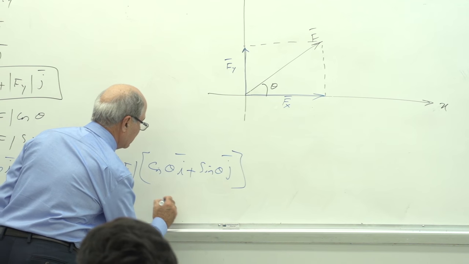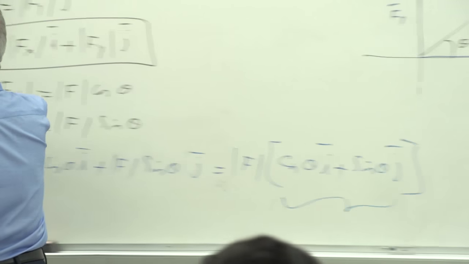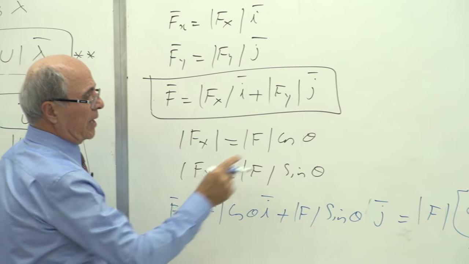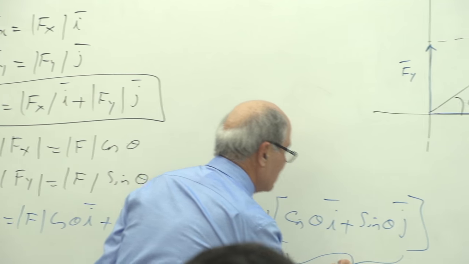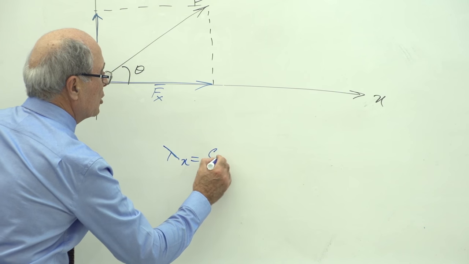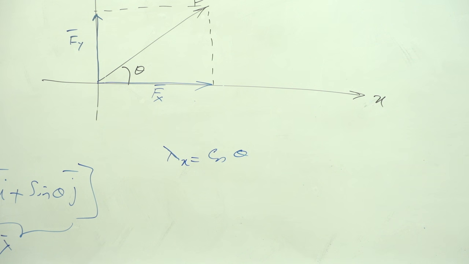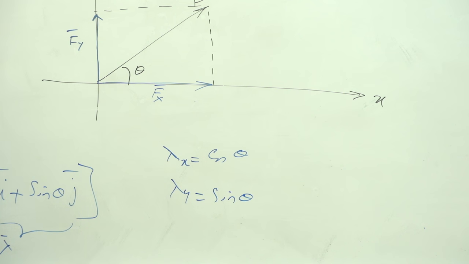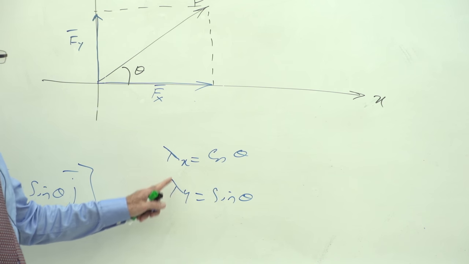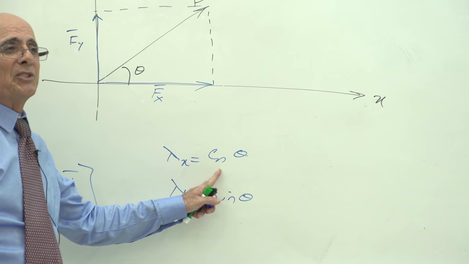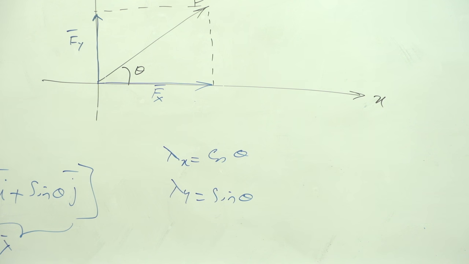In other words, write it down in your notes. According to this equation, each vector is equal to magnitude and direction. This is the vector, this is the magnitude, and this must be the direction. Therefore, if this is lambda, write something new for yourself. Lambda x is equal to cosine of theta, and lambda y is equal to sine of theta. And everybody knows that lambda x squared plus lambda y squared is equal to 1, because that's cosine theta squared plus sine theta squared. That's the reason. Is that correct or not?